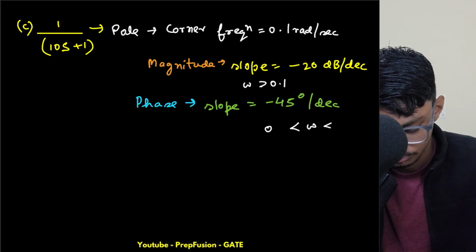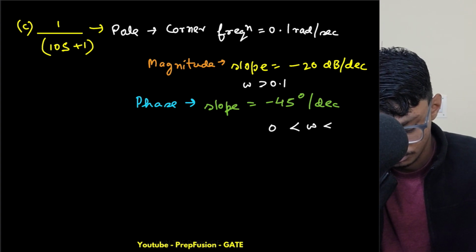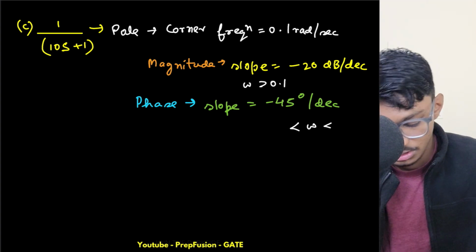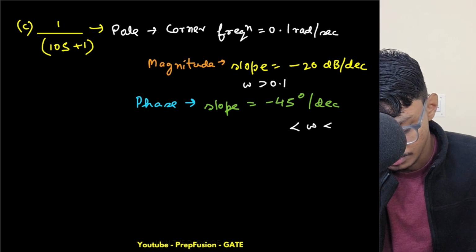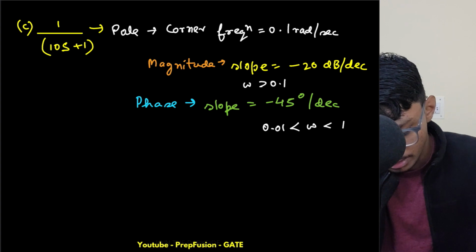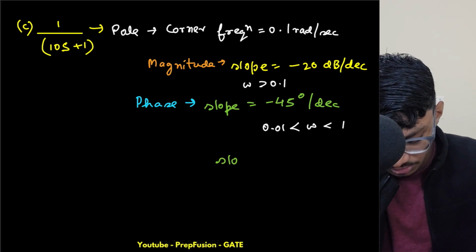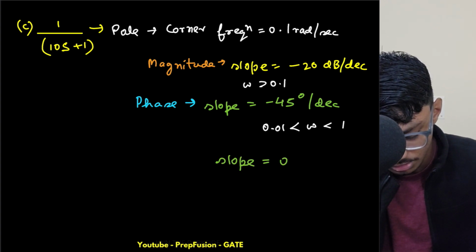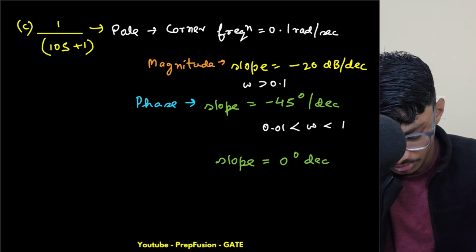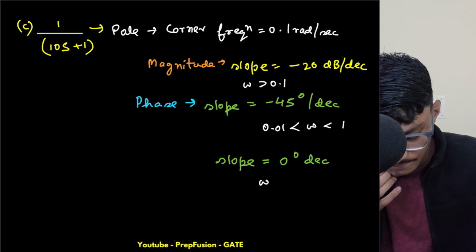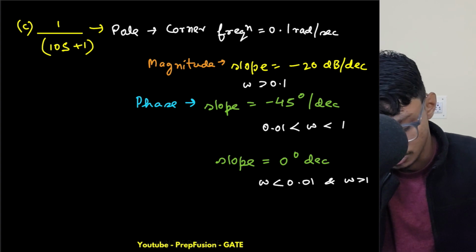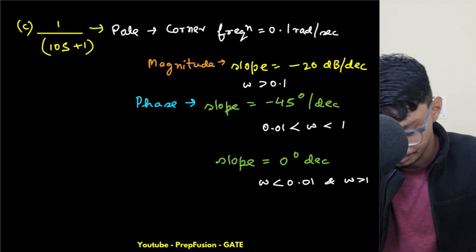Between 10 times before the corner frequency and 10 times after the corner frequency. So it is simply 0.01 to 1. Okay, so this will be my slope, and after this my slope will become 0 degree per decade. Okay, after and before this, so in the range of omega less than 0.01 it is 0, and omega greater than 1 it is 0. Slope is 0. Okay, it remains constant over there.